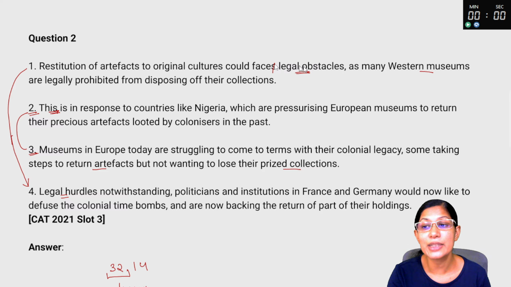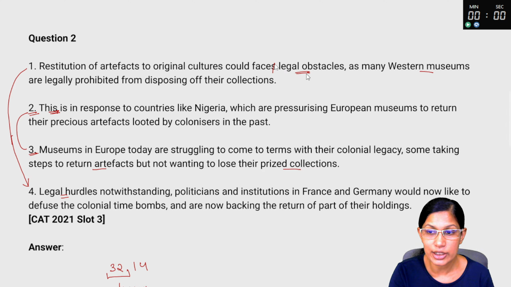Legal obstacles is being introduced over here. Then we are saying legal hurdles notwithstanding. What does notwithstanding mean over here? Legal hurdles are there. Still, these politicians and institutions want to return it. So before you say legal hurdles are there, still they want to return it, you need to introduce the legal obstacles.